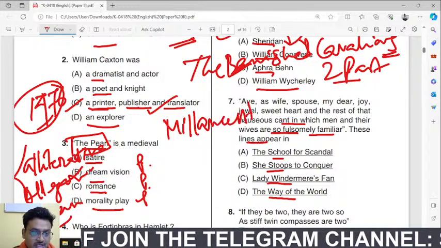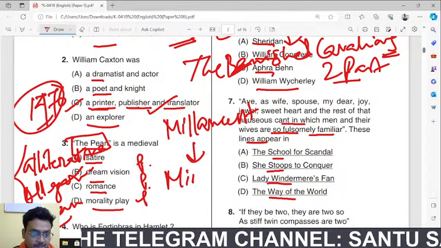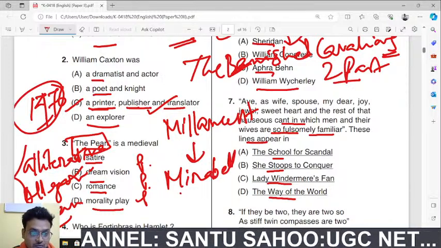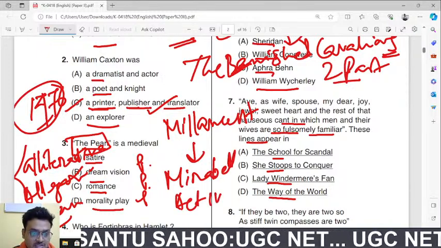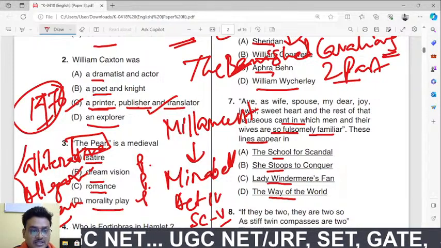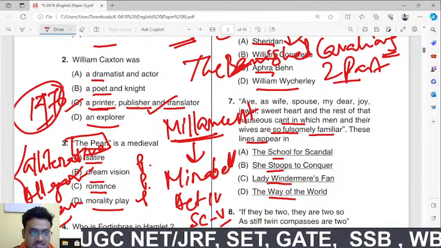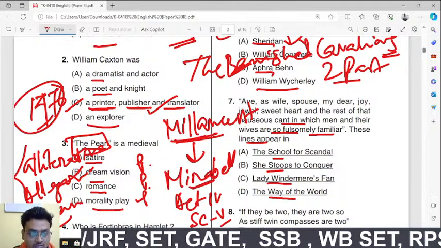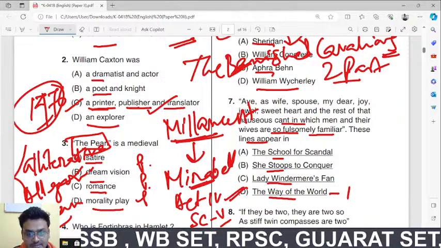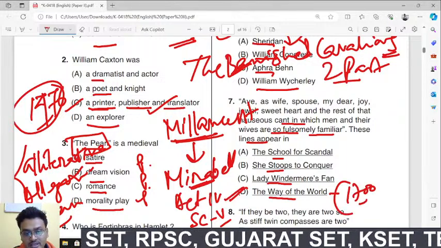Millamant is actually speaking to whom? It's Mirabell. In which scene? It is in Act 4, Scene 5. Here Millamant is speaking these lines to Mirabell. And The Way of the World is the right answer here, published in 1700. Who wrote it?